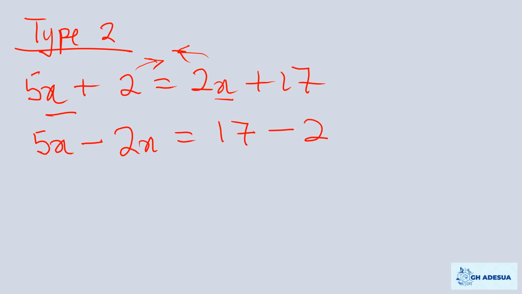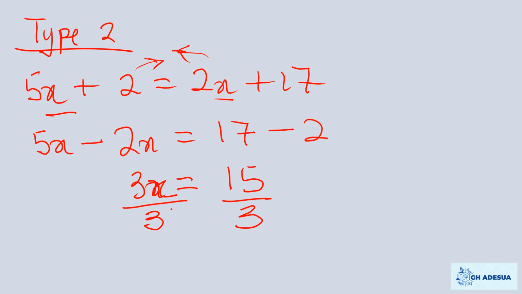So 5x minus 2x becomes 3x. 17 minus 2 becomes 15. But I want to make x the subject. So you divide both sides by 3. You have x is equal to 3 into 15 is 5. x is equal to 5.